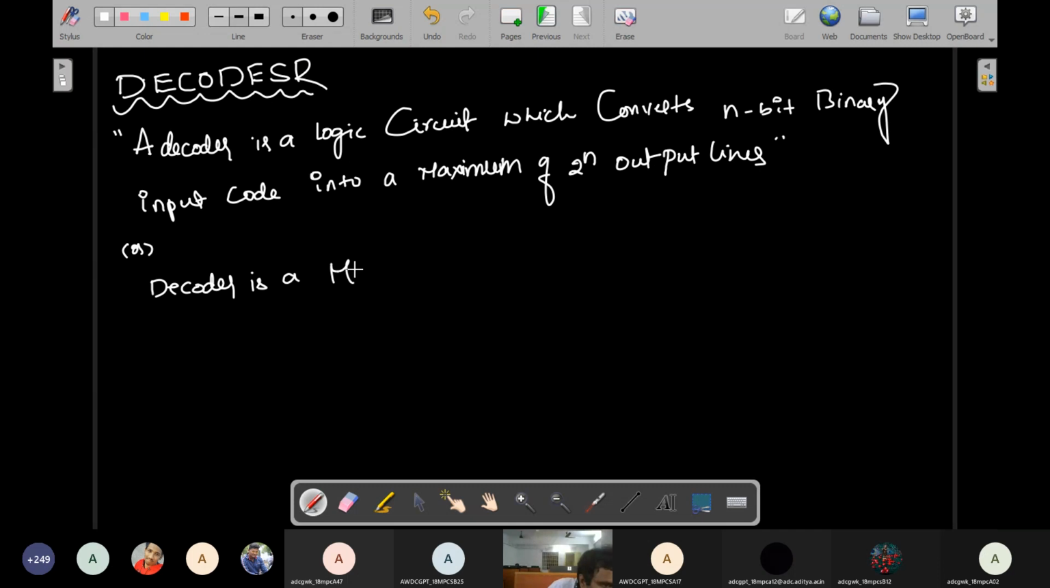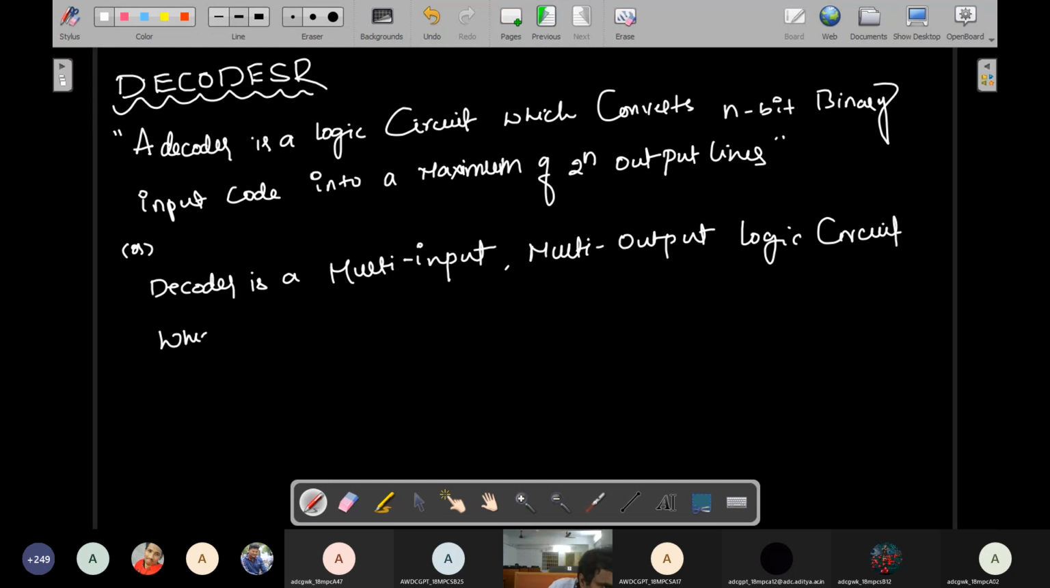A decoder is a multi-input, multi-output logic circuit which decodes n inputs into 2 power n possible outputs. So this is another definition of a decoder.